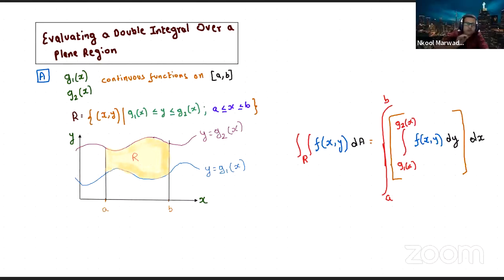Please, just look at the title of the topic which we are discussing. Here, our focus is the double integral over a plane region. Definitely we also have three-dimensional objects. We can calculate the volume of a three-dimensional object like a sphere, as you mentioned correctly. That we will discuss later on.